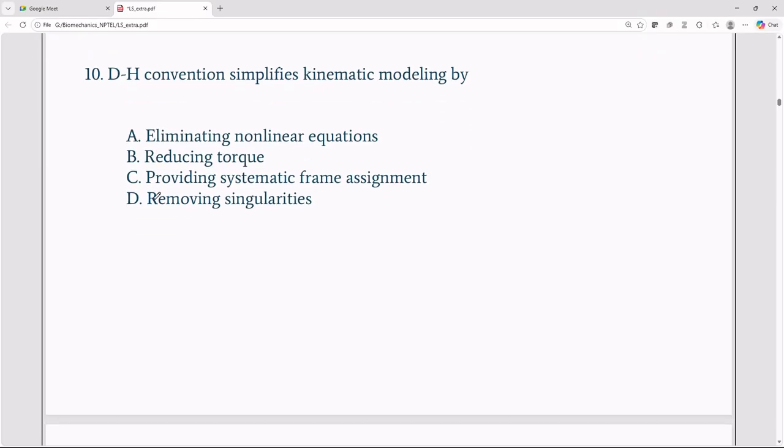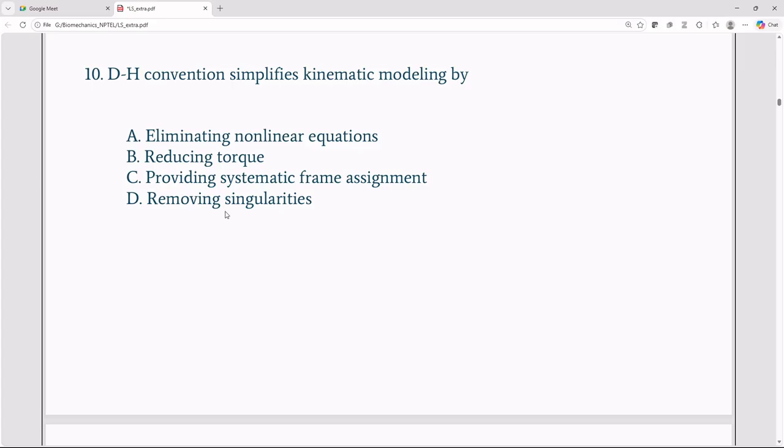Next question. The DH convention simplifies the kinematic modeling by which among the following? Option A, eliminating the nonlinear equations. Option B, reducing the torque. Option C, providing a systematic frame assignment. Option D, removing singularities.